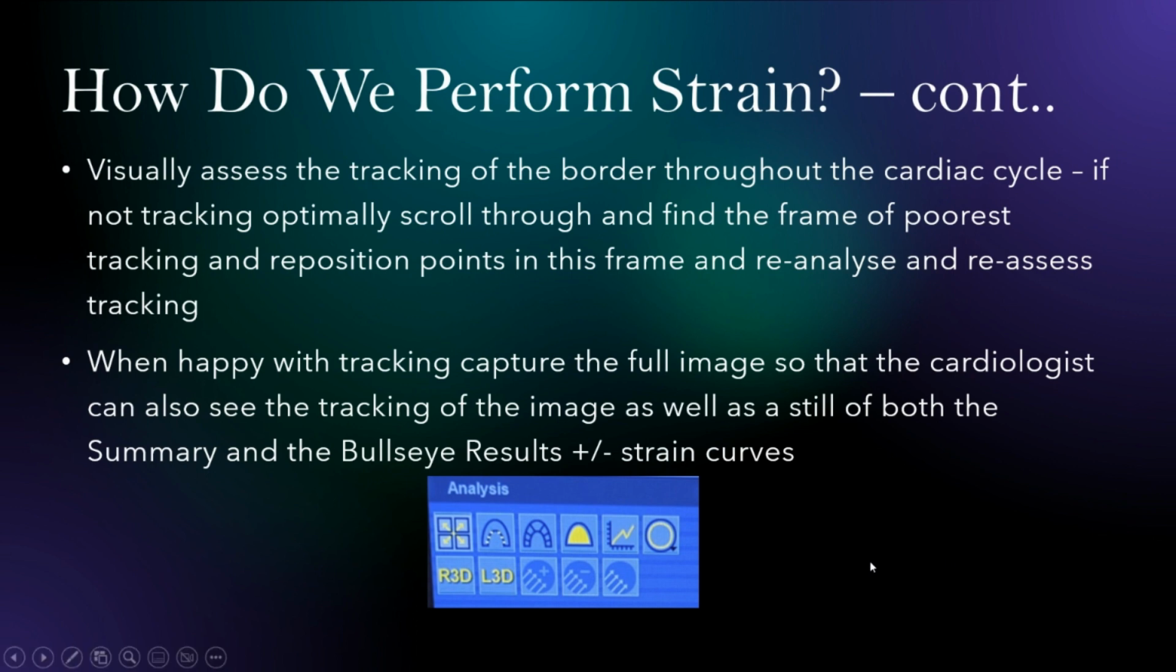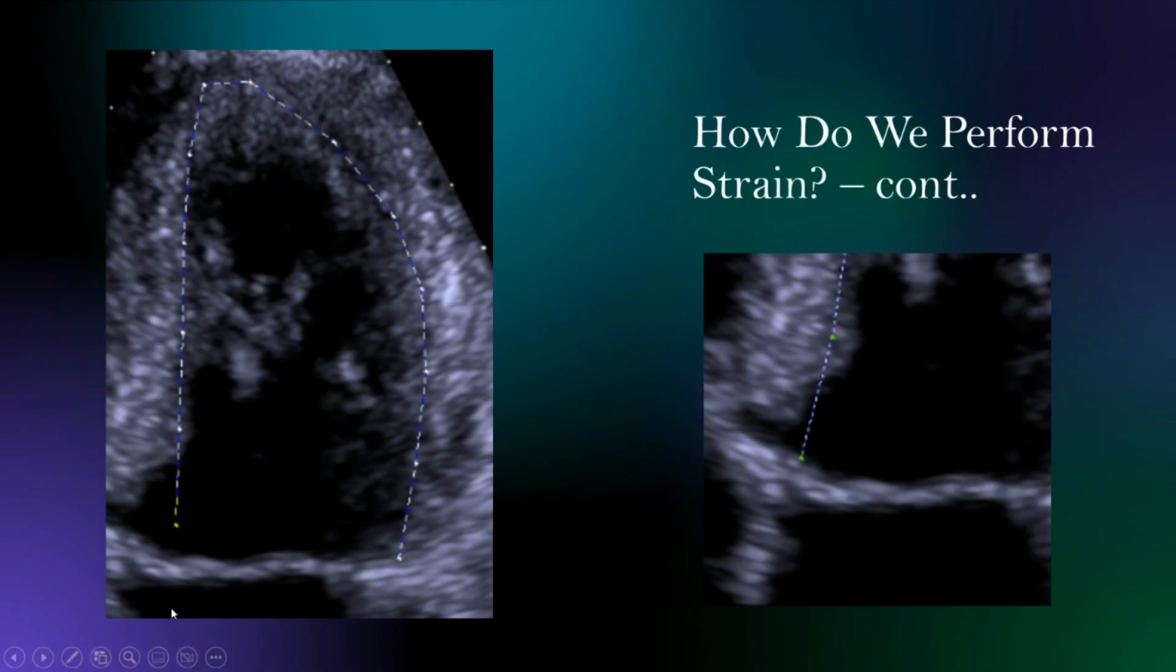There are also a number of other strain curves that can be displayed as well as the bullseye. In the analysis, you've got various icons that appear along there, and you may choose them, which I'll discuss a little bit later. So in this example here, in diastole, the area close to the mitral annulus was tracking fine, but in systole you can see it's just disappeared into no man's land.